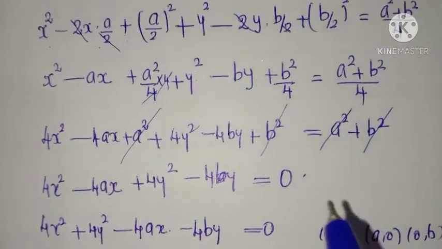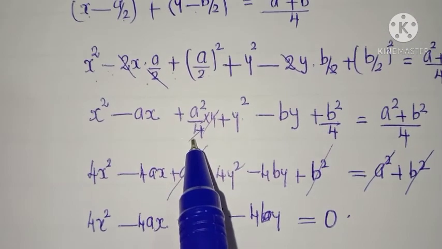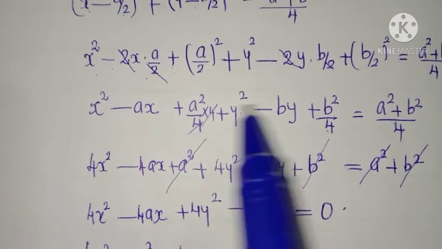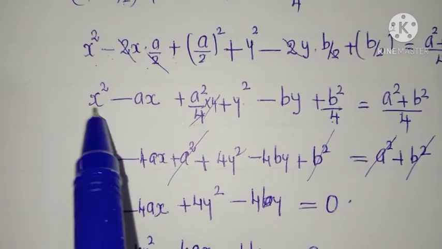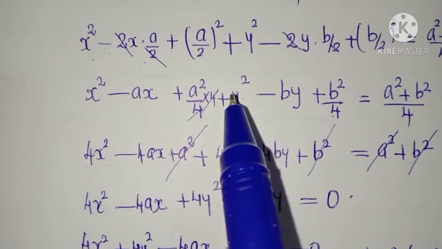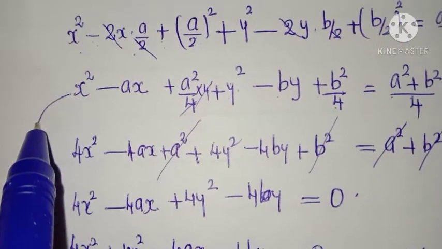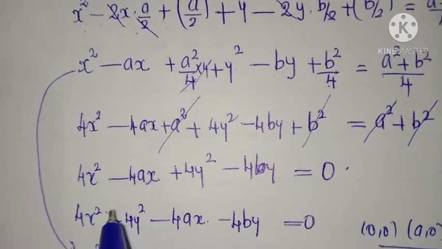Okay. See, in this step you can directly cancel this a square by 4 and b square by 4 from here. Okay, a square by 4 cancel, b square by 4. So you will get the answer x square minus ax plus y square minus by equals 0. You can directly get the answer. So no need to go through this step. Okay.